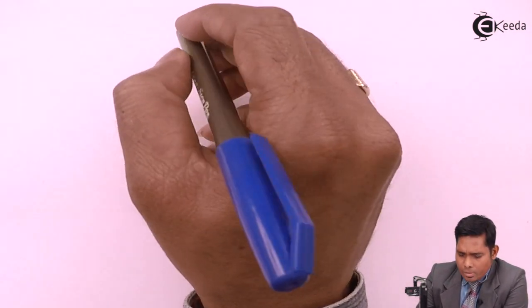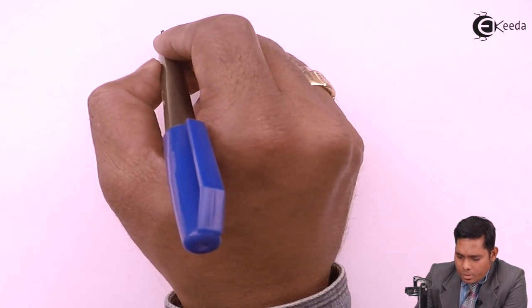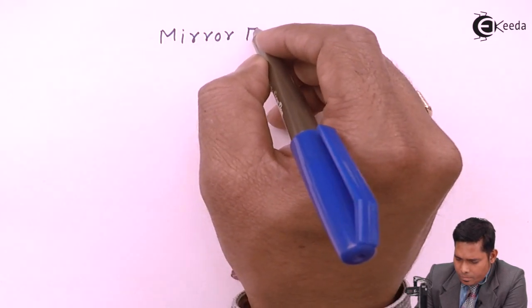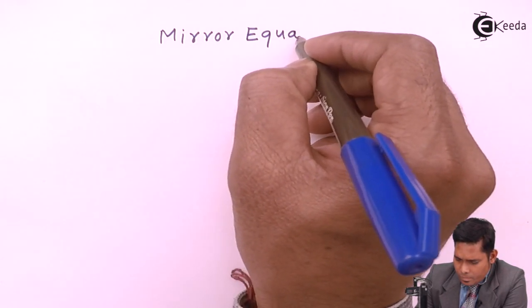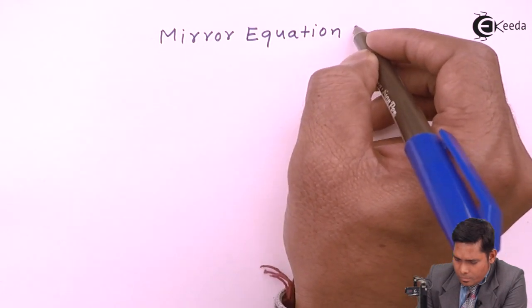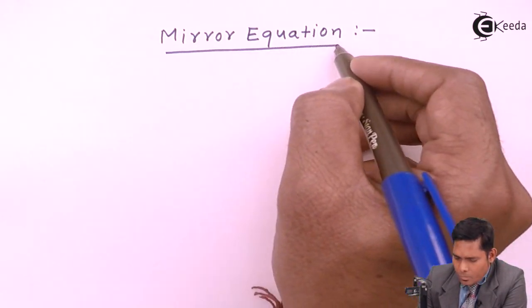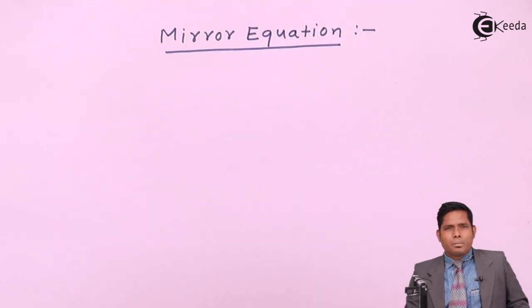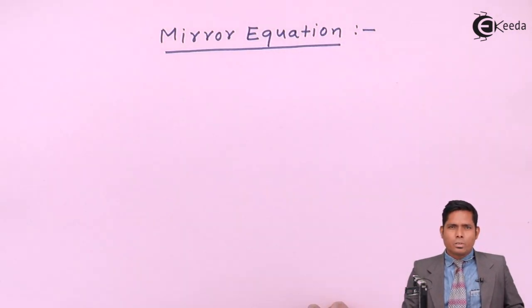Students, today we'll discuss the mirror formula, also known as the mirror equation. So let us derive the mirror equation. The equation that we derive for a mirror is valid for the plane mirror, concave mirror, or convex mirror. So whichever mirror you take, the result is valid for all three types.